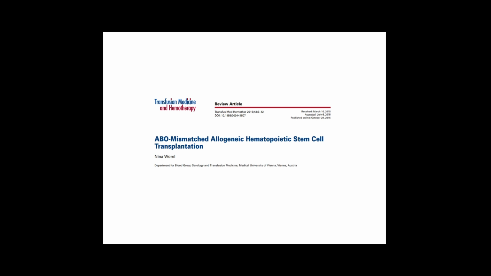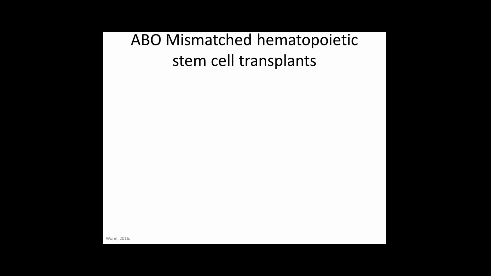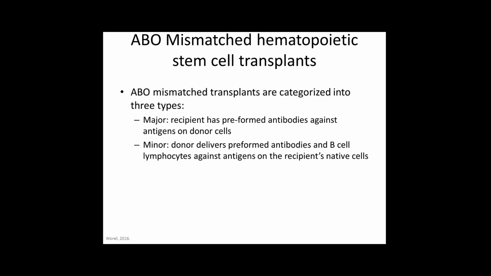Nina Worrell wrote this very interesting review article comparing the different types of ABO mismatched transplants. So the next couple slides I'm going to show are taken from her paper. ABO mismatched transplants are categorized into three different types: major, minor, and bidirectional. In a major ABO mismatched transplant, the recipient has preformed antibodies against antigens on donor cells.